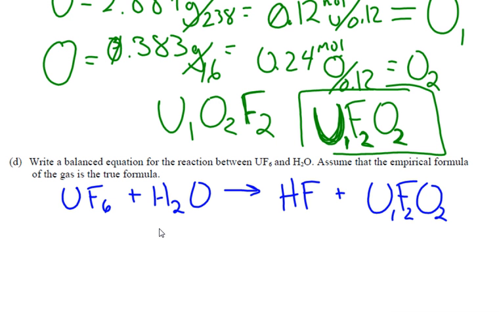So balancing, I have 1 uranium, I have 1 uranium. I have 2 hydrogens, I have 6 fluorines. I'm going to need 6 fluorines on this side. 2 are already spoken for, so I need 4 more. So let's put a 4 there. That gives me 6 fluorines, 6 fluorines. I have 4 hydrogens. I'm going to need 4 hydrogens. That gives me 4 and 4. And then 2 oxygens, and I am balanced.